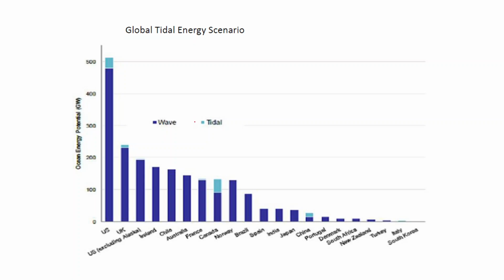Coming on to the global tidal energy scenario, we can see here the US has very high wave energy potential and some tidal energy potential as well. Whereas Norway, we can see, has good tidal energy potential. But in India, we only have wave energy potential, and no tidal energy potential.